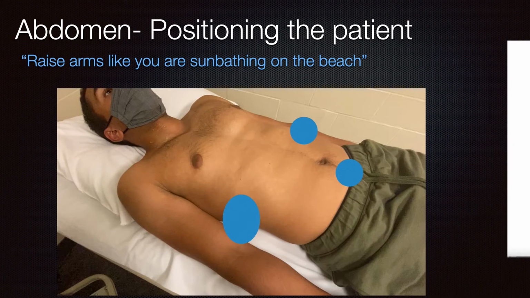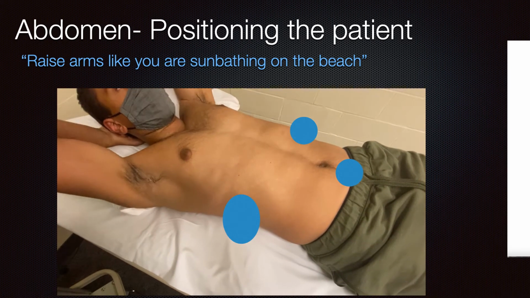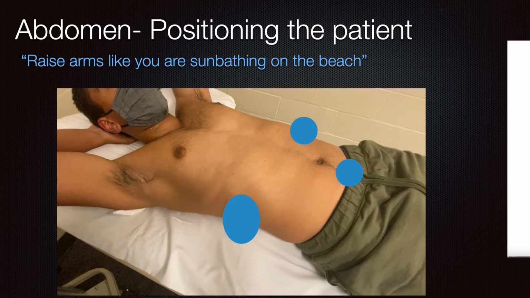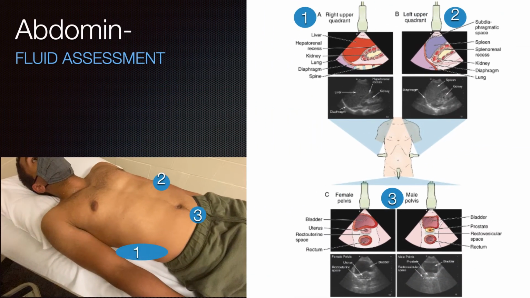So when we're doing the basic abdomen, this is how you want to position the patient, lying flat, and then I usually ask them to raise their arms like they're lying on the beach sunning themselves. And this exposes the three areas that we're going to look at to do a fluid assessment. So here are those three areas.